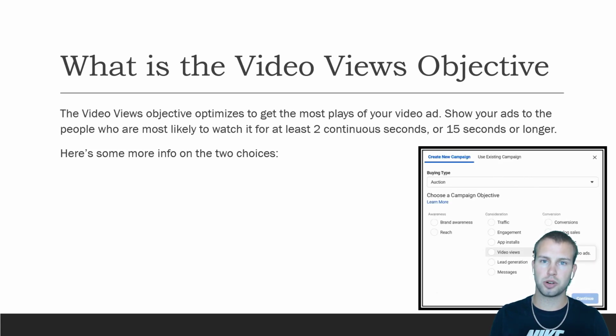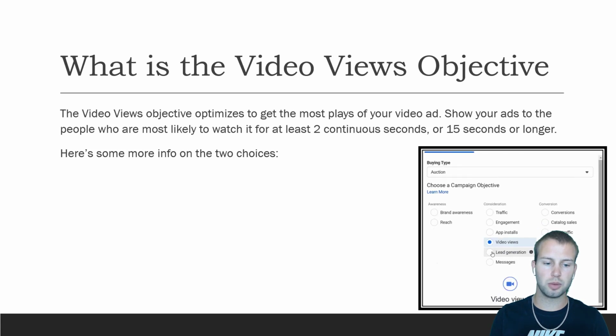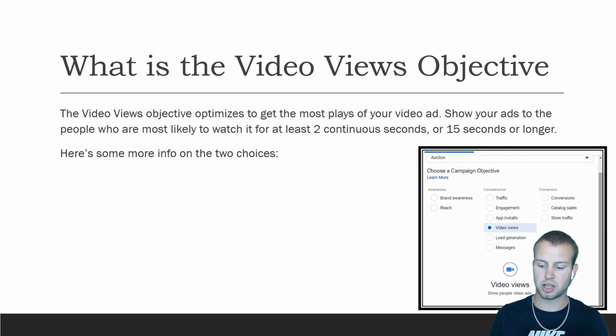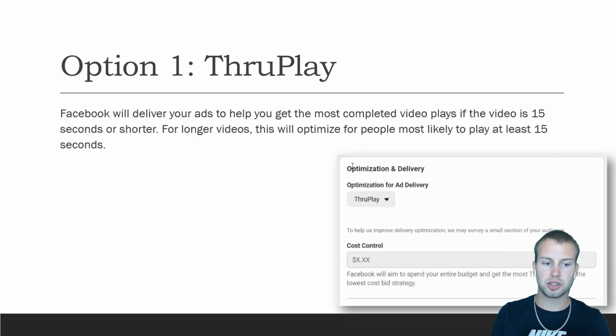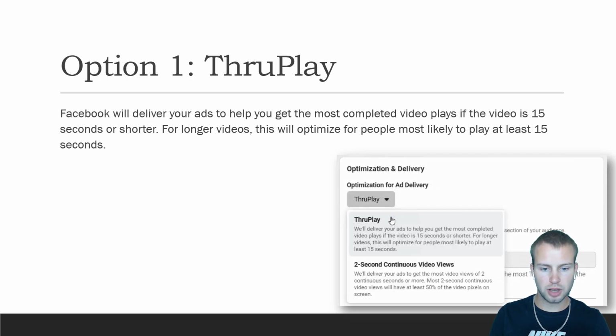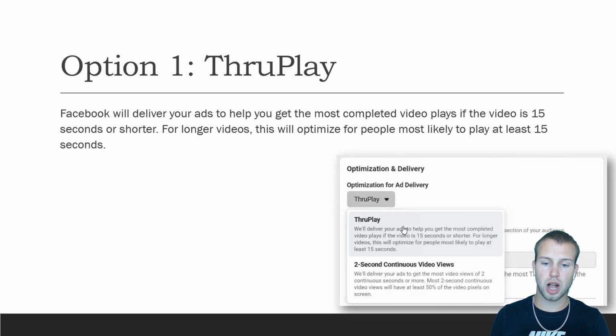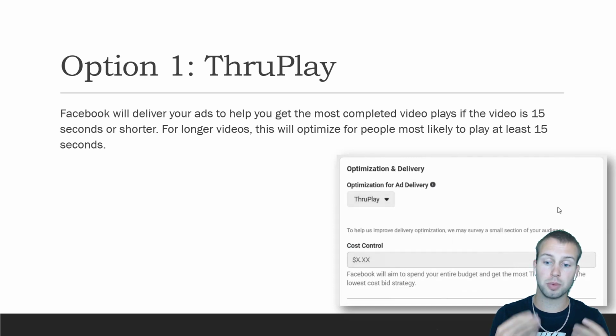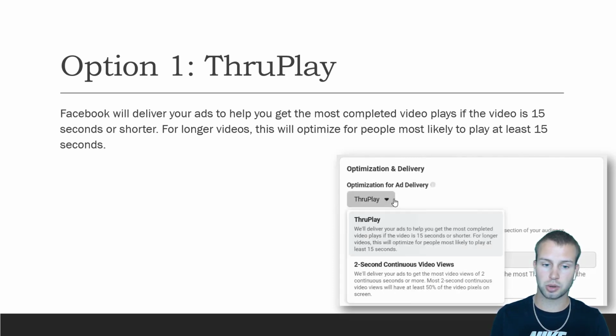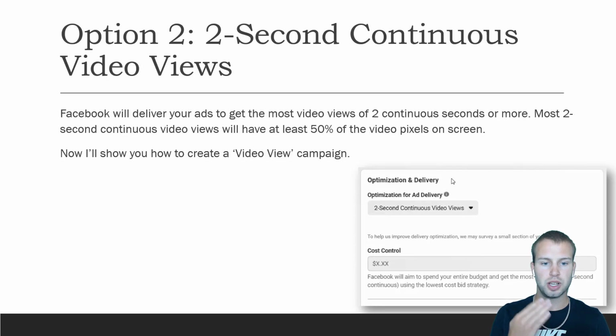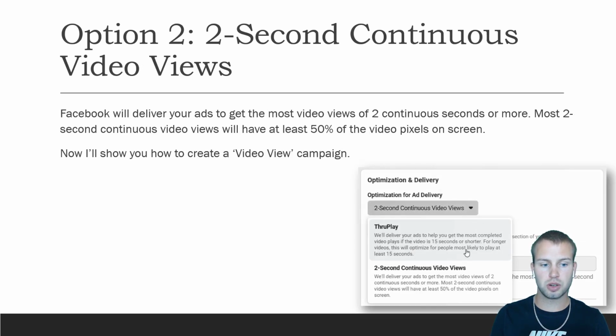And if you're wondering about the two choices, I'll have a little more info on the two choices in the next slides. So option 1 is ThruPlay. Facebook will deliver your ads to help you get the most completed video plays if the video is 15 seconds or shorter. For longer videos, this will optimize for people most likely to play at least 15 seconds. So that's ThruPlay.